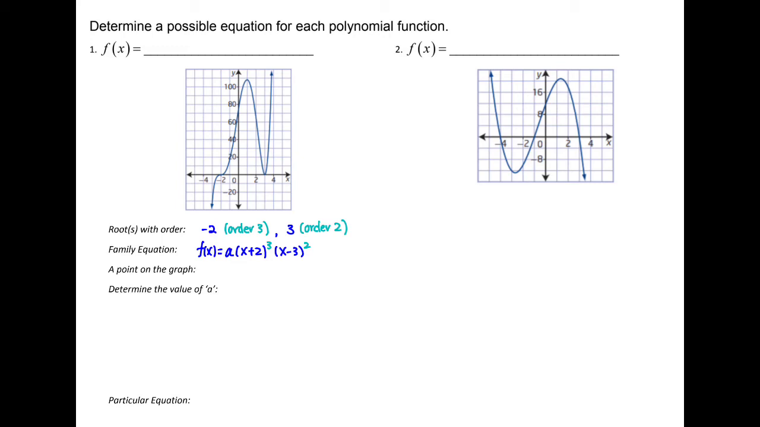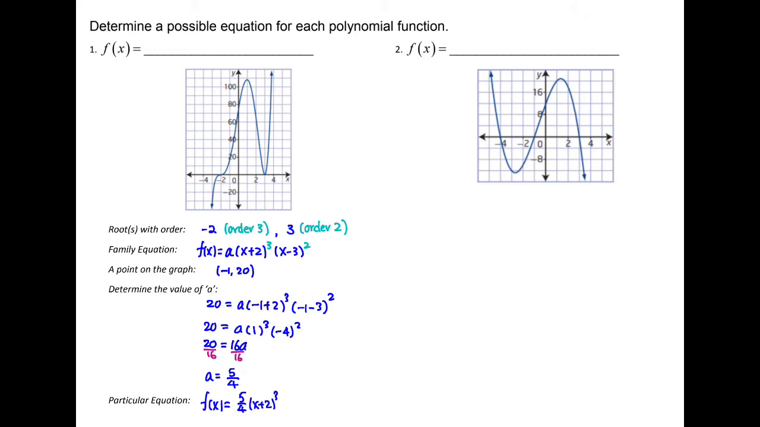However, we want to find a particular family that satisfies this graph. So we have to find a clear point that is on the graph. We can see this point is very clear, so we say the point is at (-1, 20). Let's substitute 20 into y, -1 into x, into the family equation to find a. So we get 20 equals 16a, divided by 16 on both sides, reduce the fraction, we get a equals 5/4. Now we can say the particular equation in factor form will be f(x) equals 5/4 times (x plus 2) to the power 3 times (x minus 3) to the power 2.